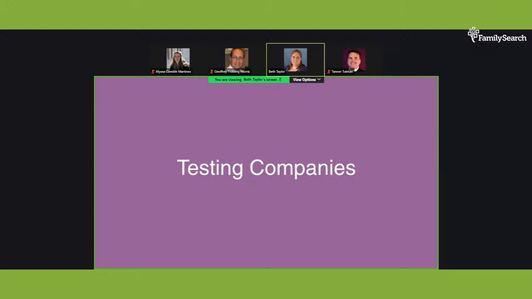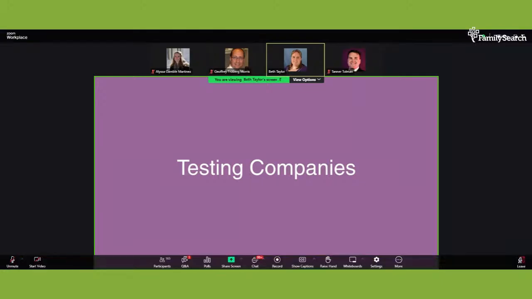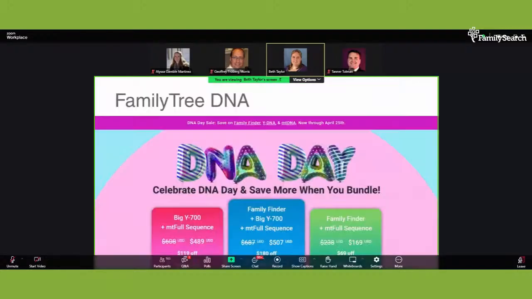Next, I just want to touch on the testing companies themselves. Which companies are we looking at to take a DNA test? Again, we talked about the 4 types of DNA, the Y, mitochondrial, autosomal, and X. So if you want to figure out which type of DNA you're using, then you might need to figure out which DNA testing company to use. So let's take a look at them.